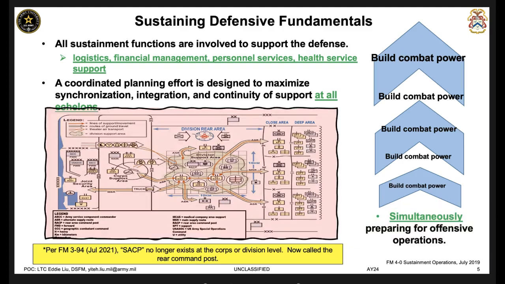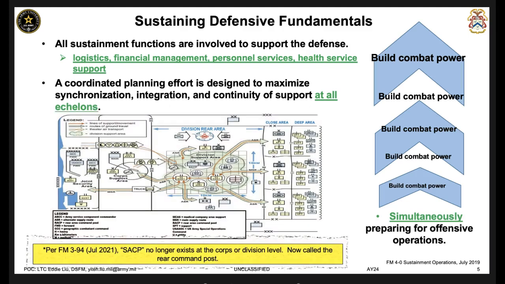This diagram depicts the flow of support within the division rear area, highlighting key logistical routes and support areas for sustainment operations. Observe that in our doctrine, the support area command post no longer exists at the corps or division level and has been replaced by the rear command post.